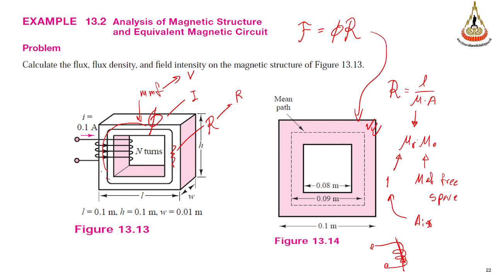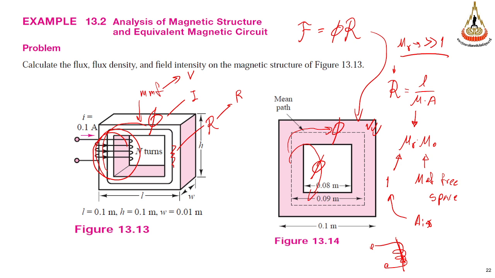And if the core is not air, it's ferromagnetic, mu R could be very high, higher than 1. It's 1,000, for example, or 10,000. What does it mean if mu is very high? The reluctance is low, right? And then the flux can flow easier, and it will flow in this material. It does not leak to the air. But in practice, some flux will leak to the air.